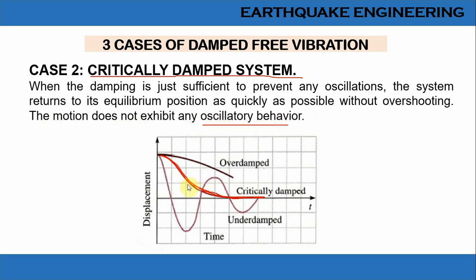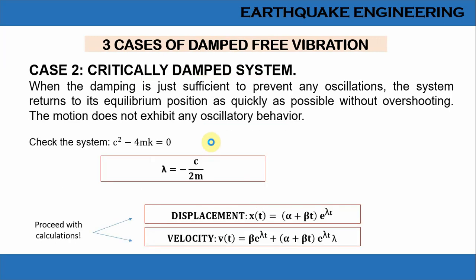As we can see in this graph, it does not oscillate. It goes straight back to its original position. Okay. Now, how can we say that the system is under case number 2? So, check the system: c squared minus 4mk. If it is equal to 0, then yes, it is under case 2, which is the critically damped system.